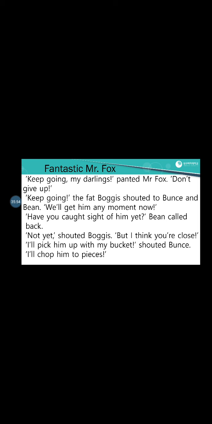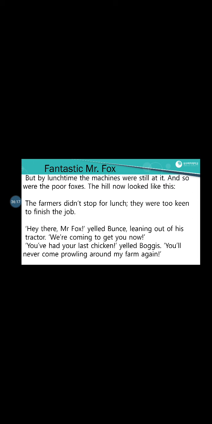"Keep going, my darlings," panted Mr. Fox. "Don't give up. Keep going," the fat Buggis shouted to Bunce and Bean. "We'll get him any moment now. Have you caught sight of him yet?" Bean called back. "Not yet," shouted Buggis, "but I think you're close." "I'll pick him up with my bucket," shouted Bunce. "I'll chop him to pieces."